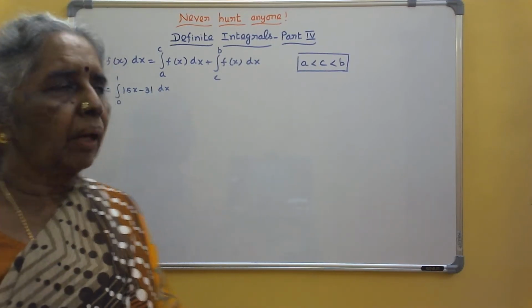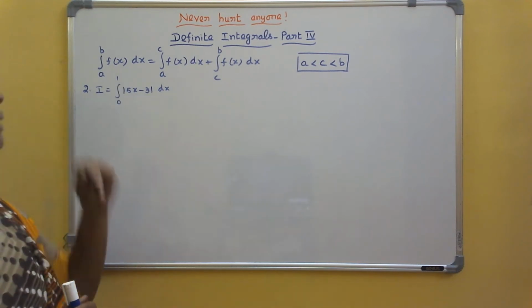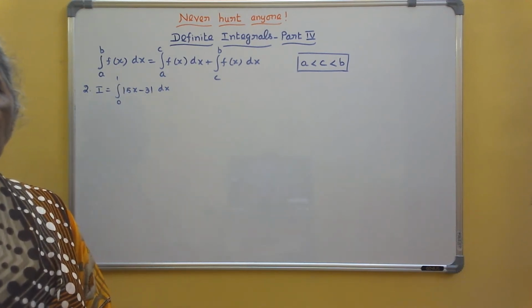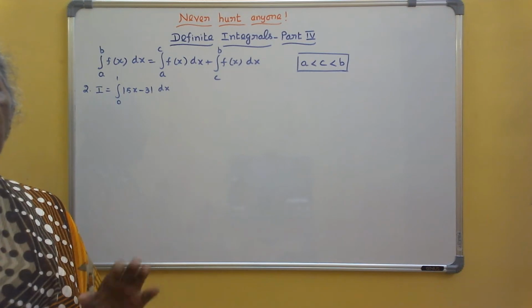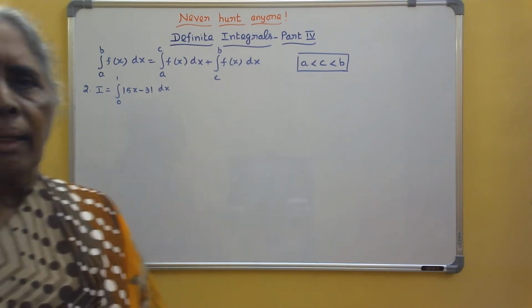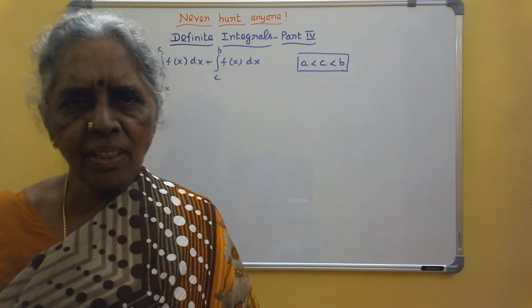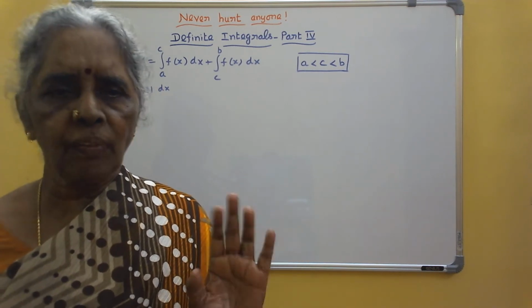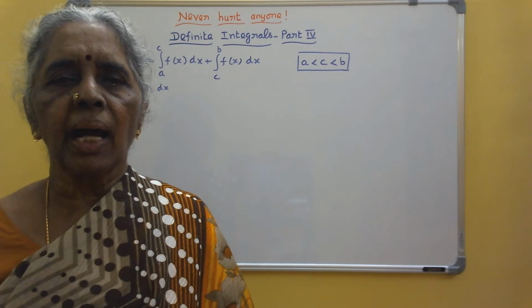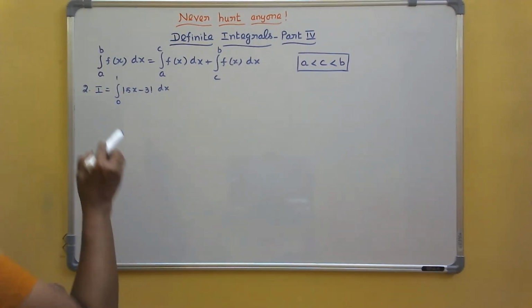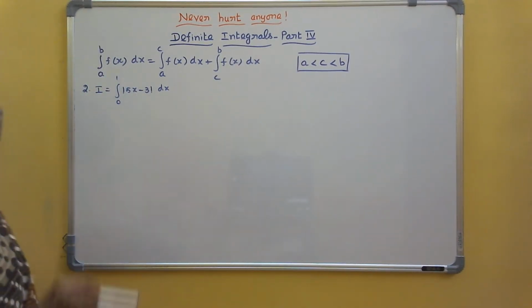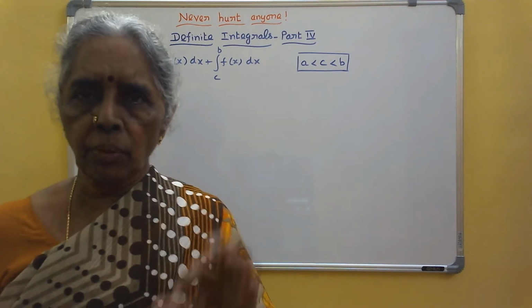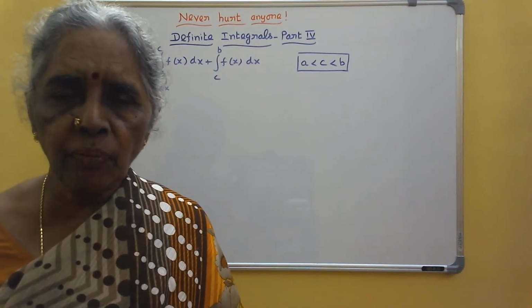Second sum. I is equal to integral 0 to 1 mod 5x minus 3 dx. I told you, wherever it is modulus function as the integrand, you are going to use this property. So first, there is no doubt about it, right? Now we know a, that is the lower limit, that is 0, the upper limit is 1. So now we have to find the c. How are we going to find?